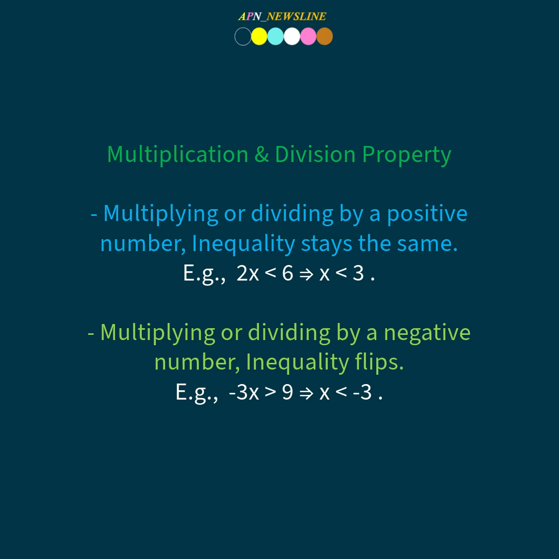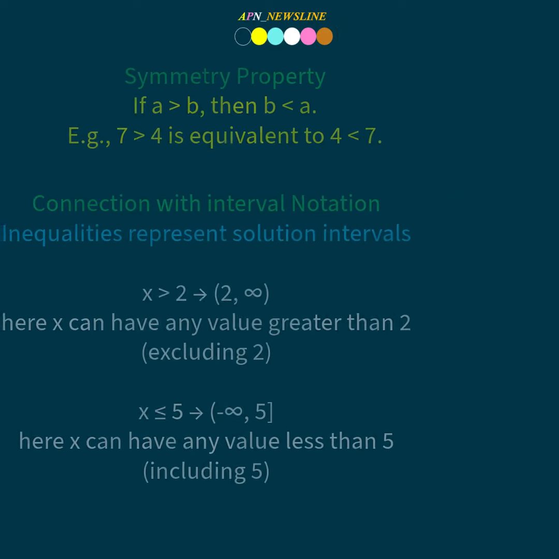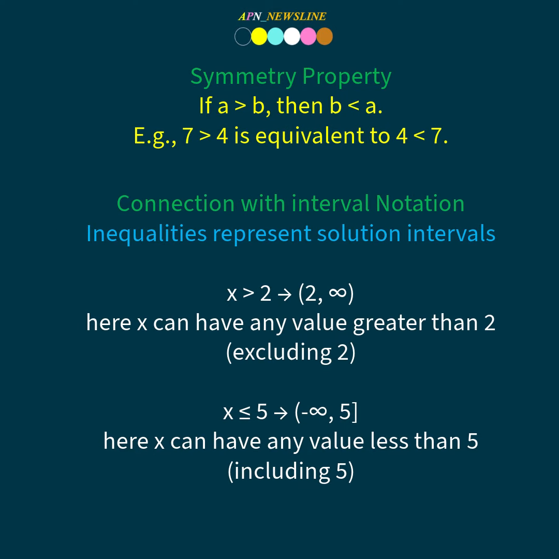Multiplication and division property. Multiplying or dividing by a positive number, the inequality stays the same. Multiplying or dividing by a negative number, then the inequality flips. Symmetry property. If A is greater than B, the same thing can be expressed as B is less than A.